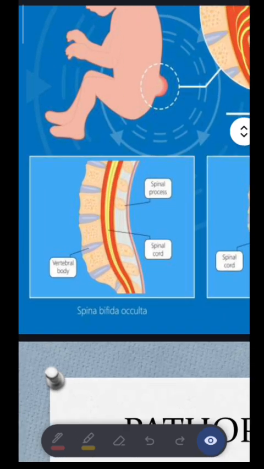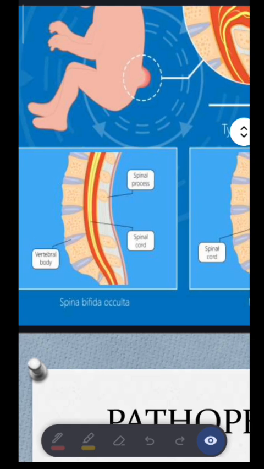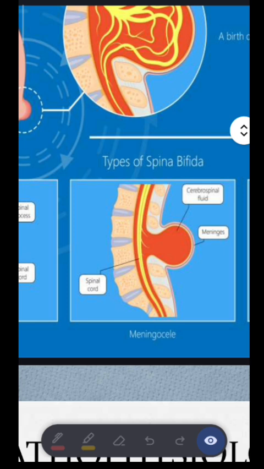The spinal process and the spinal cord pass through the central line. Then the vertebral body: this is spina bifida occulta, where a minor bulging is present. The second one is meningocele. Here the meninges protrude and the cerebrospinal fluid also passes, while the spinal cord passes through the center.